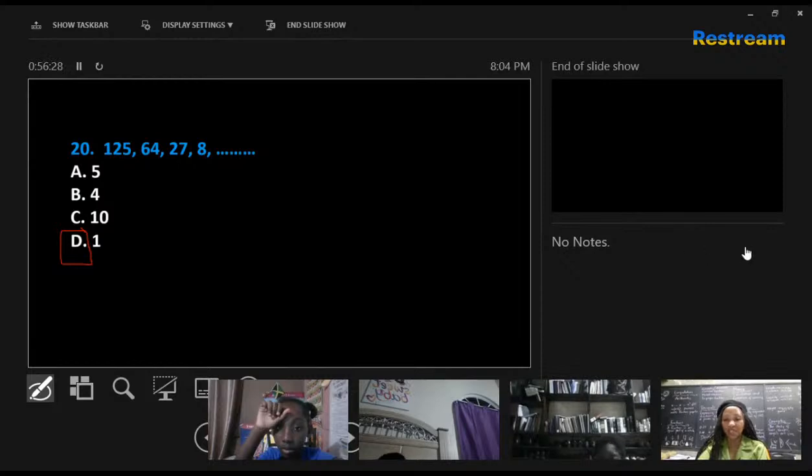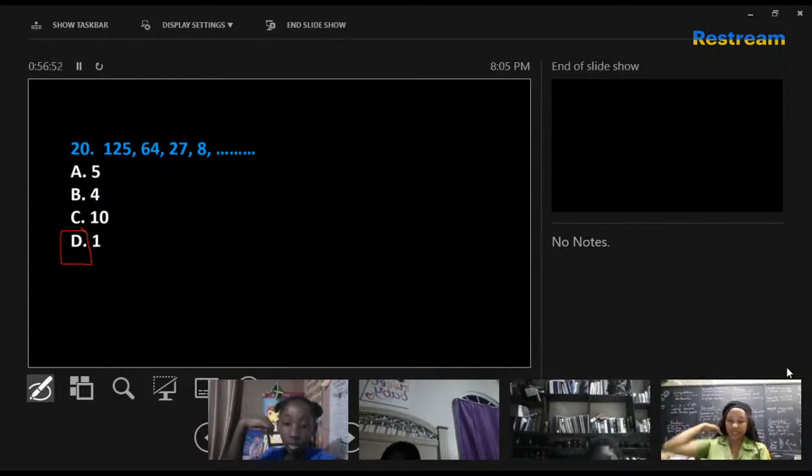So Lamon just came in with his explanation. It took him some time to type it out, but he's saying they are cubing the numbers. 2 times 2 times 2 is 8. 3 times 3 times 3 is 27. 4 times 4 times 4 is 64. And 5 times 5 times 5 is 125, right? And so he's saying the next one, since they are descending, we want 1 times 1 times 1, which is 1.